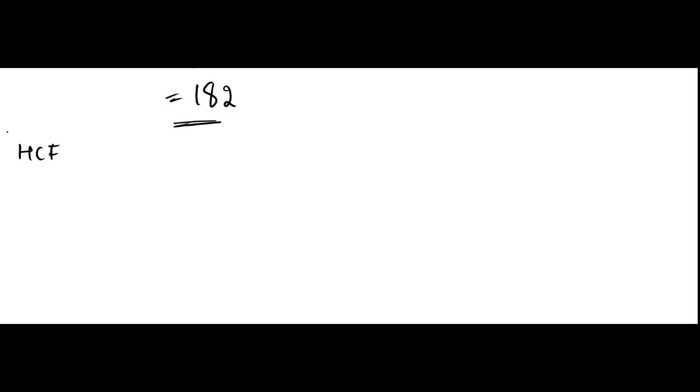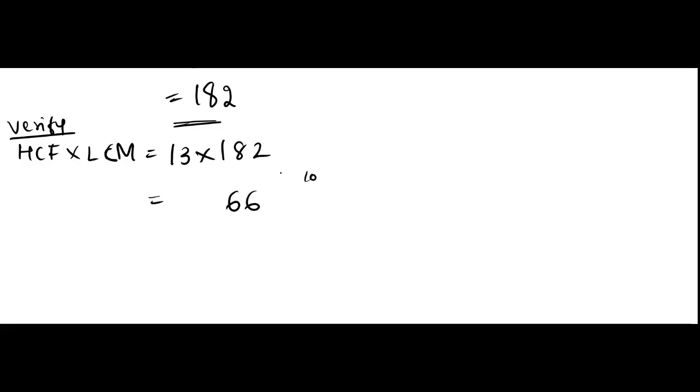HCF, we have to now verify. HCF into LCM: HCF we got is 13, LCM is 182. 13 into 182. 13 twos are 26, 2 and carry 2. 13 eights are 104, plus 2, that is 106, 10 is remaining. 13 ones are 13, 13 plus 10, that is 23. So 2366 is the HCF into LCM.